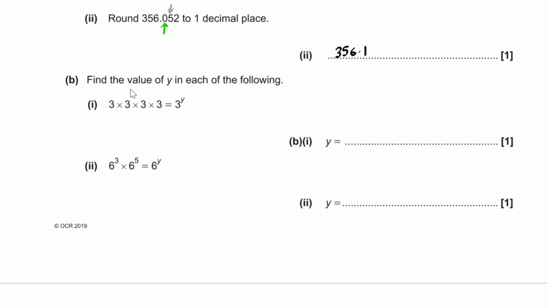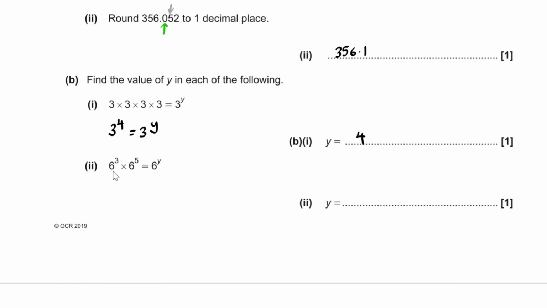For part B, for the first part, we have to find out the value of y with 3 times 3 times 3 times 3. Well, 3 is being multiplied by itself 4 times, and therefore we have 3 to the 4 equaling 3 to the y, and you can see then y is equal to 4.